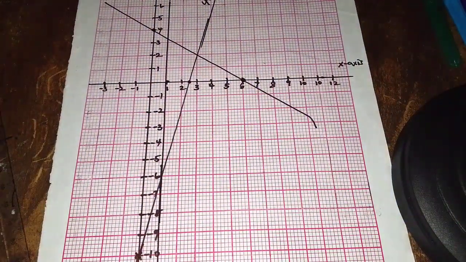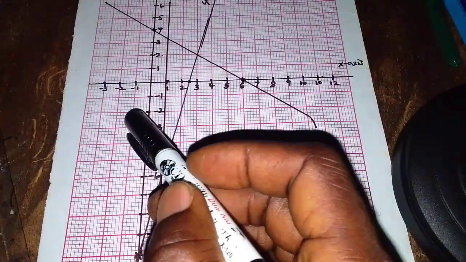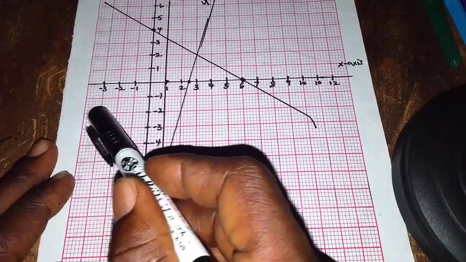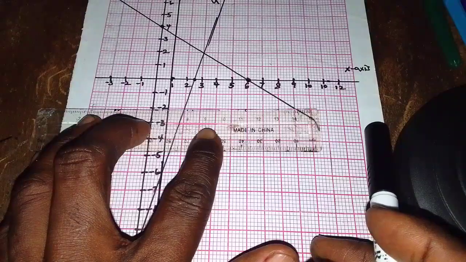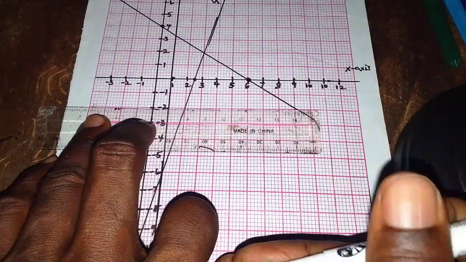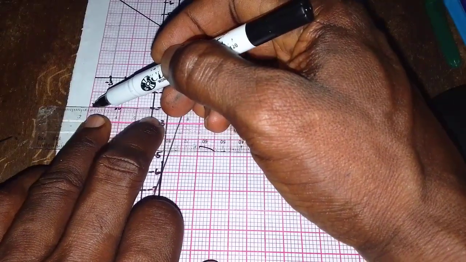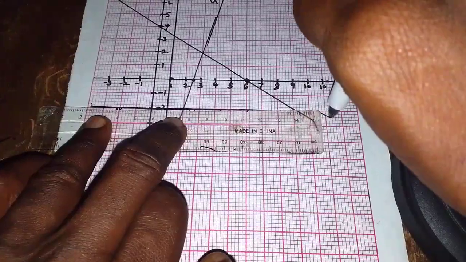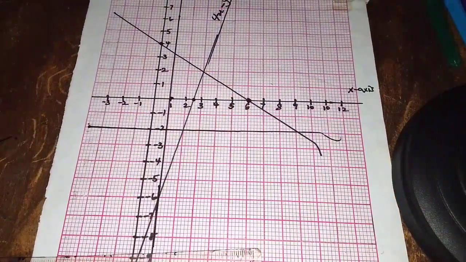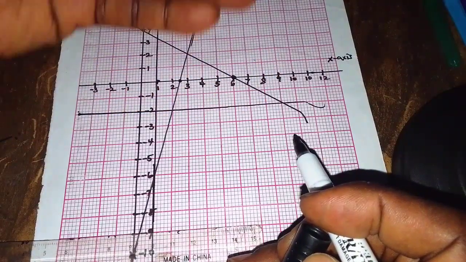Then the other one says that y is greater than or equal to -2. It means that on y, when y is -2, you draw a horizontal line. Since it's greater than or equal to -2, draw a straight line like this. So which side of y is greater than -2? That means -1, 0, 1, so all the side up here.